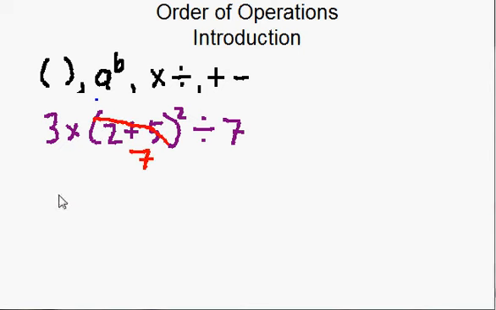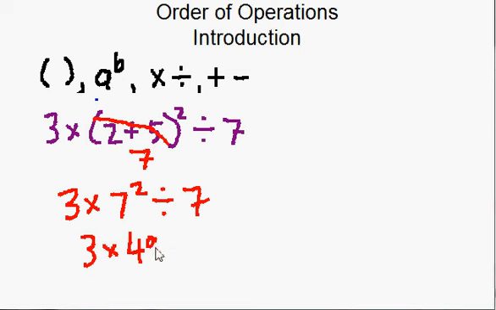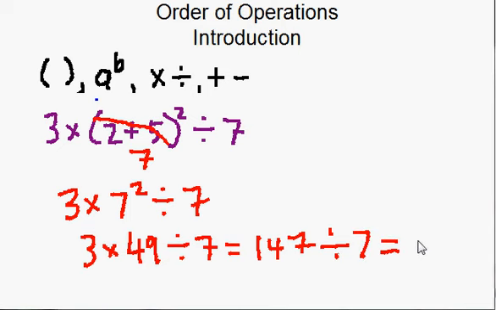Now let me just take an opportunity to rewrite this. 3 times 7 squared, because the 7 was in parentheses and that whole thing got squared, divided by 7. Next, I've got an exponent right here. 7 squared is 49, so 3 times 49, divided by 7. Now 3 times 49 is 147. 147 divided by 7 is 21. So that would be the answer.